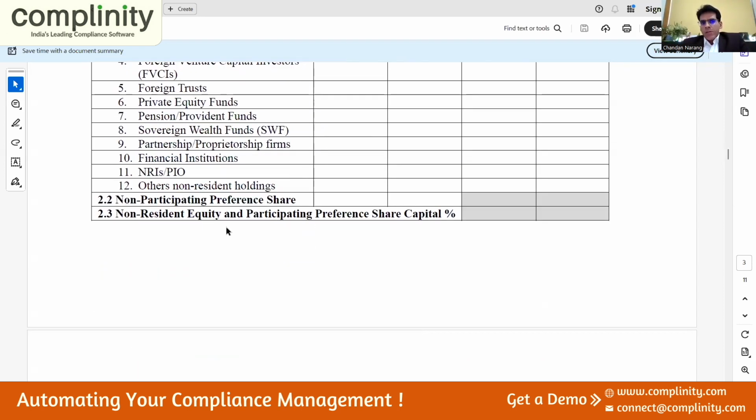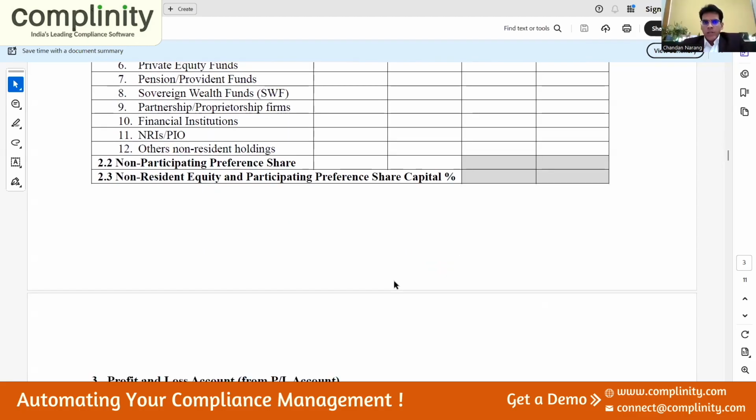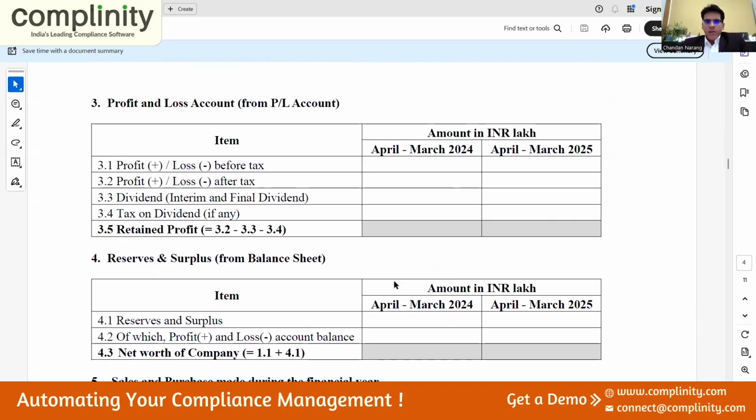So this will calculate your non-resident equity and participating preference share capital in percentage, because you mentioned the total paid up capital as well as the non-resident equity holdings. Moving forward, you need to provide details about your profit and loss account, profit and loss before tax during the financial year, April to March 24 and 25 in this case, and profit and loss after tax.